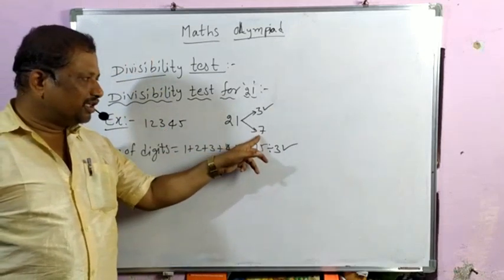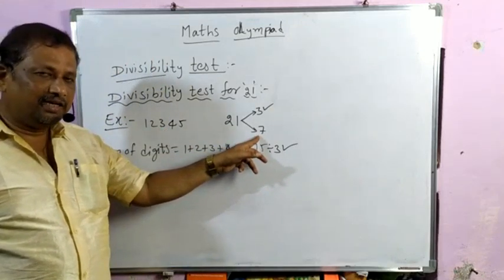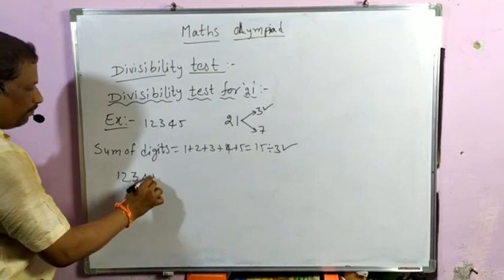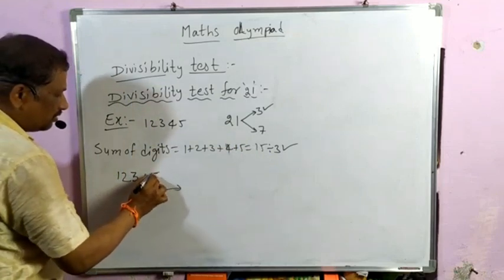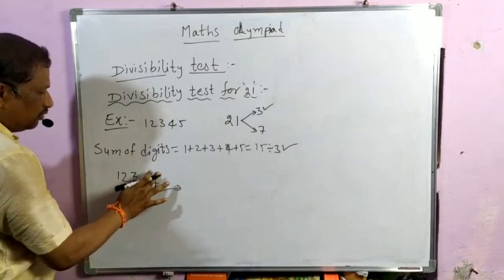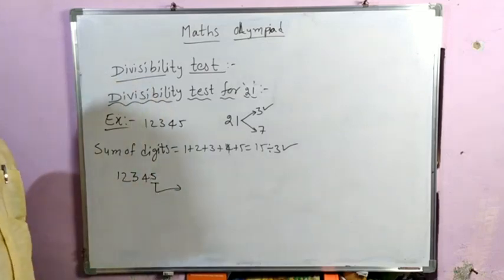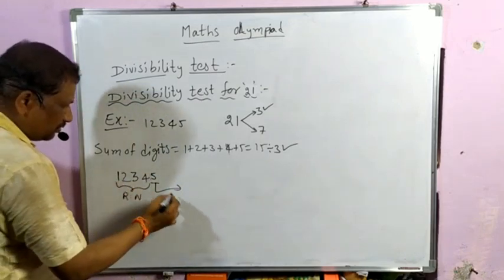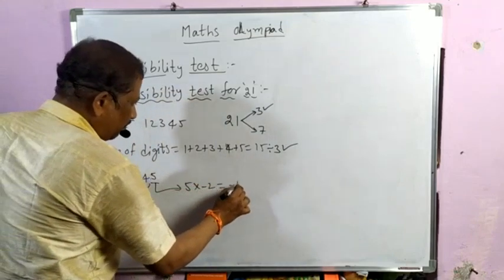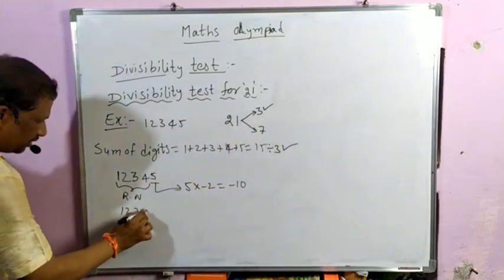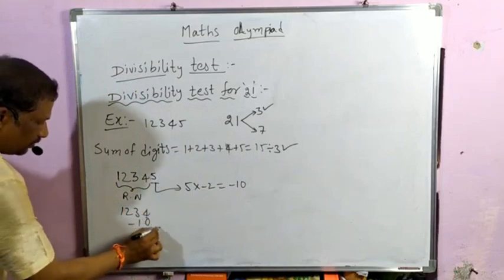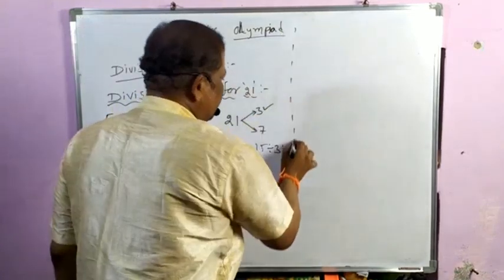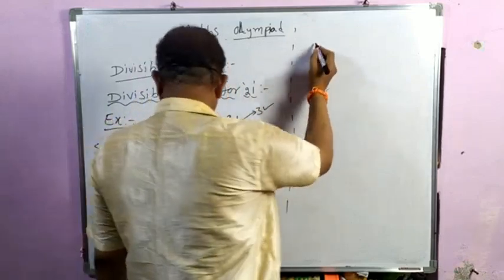So this number is divisible by 3. Now check the divisibility test for this number by 7, whether it is divisible by 7 or not. So first you have to take the unit digit of this number. What is the condition? You have to double the unit digit and subtract that from the remaining number. So this is the remaining number. 5 into minus 2, so subtract 10 from this number. So what you get here? 1224. So this is a big number, no? Again you continue the same process.